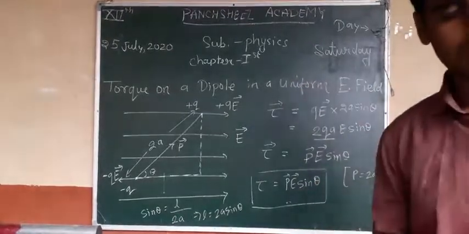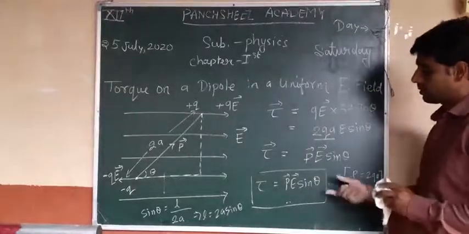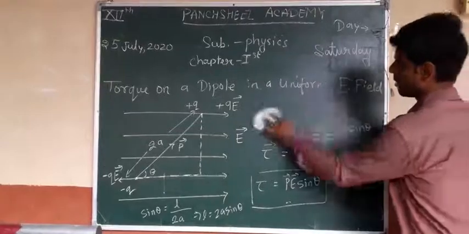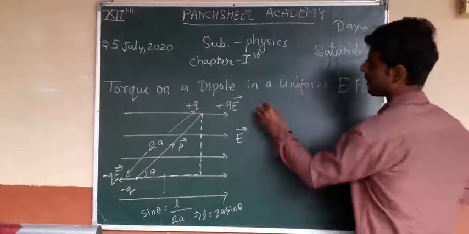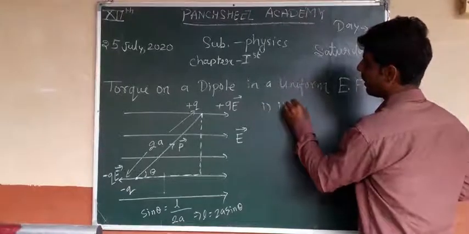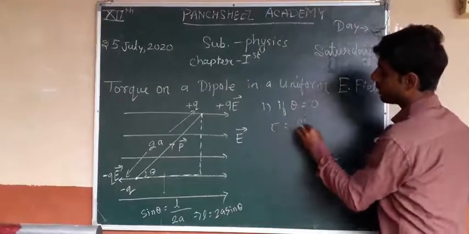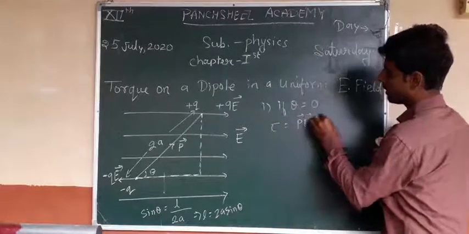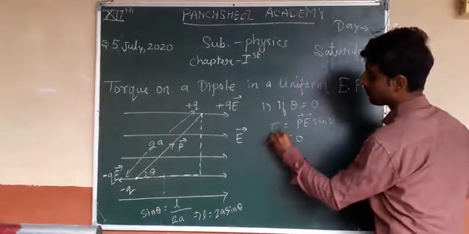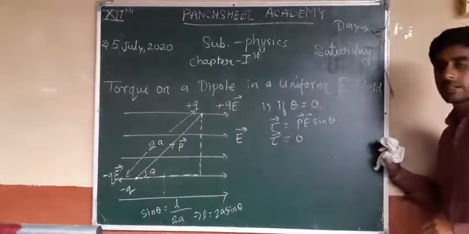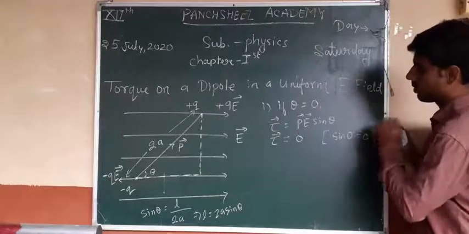Now some special cases. First case: if theta equals 0, then what is torque? Tau equals PE sine theta. If theta equals 0, then torque equals 0. Why 0? Sin theta is 0. Sin 0 is 0.